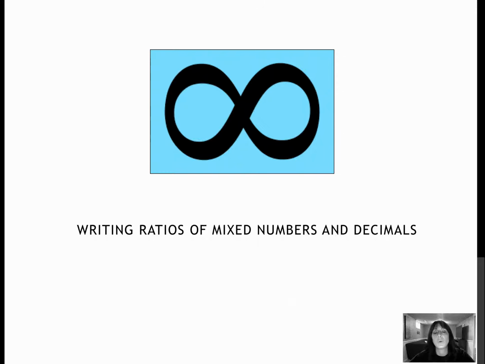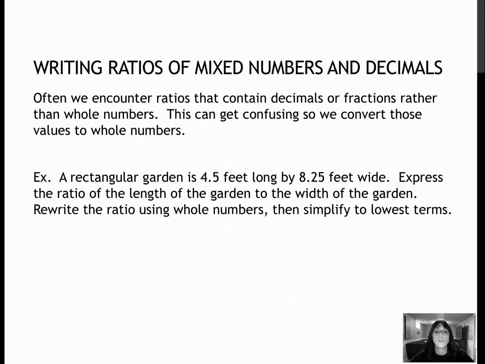For this lesson, we will write ratios of mixed numbers and decimals. Quite often we'll end up with a fraction, which is a ratio, that includes a decimal or includes a fraction as a numerator or denominator. That can get very confusing when you have fractions within fractions, called complex fractions, or if you have decimals within your fractions. And so instead, we like to convert those values to whole numbers. So here's how we'll do that.